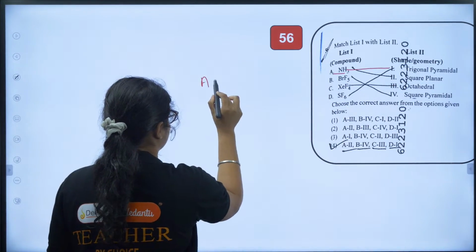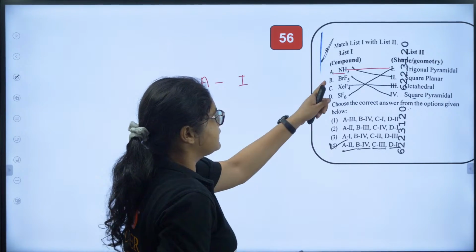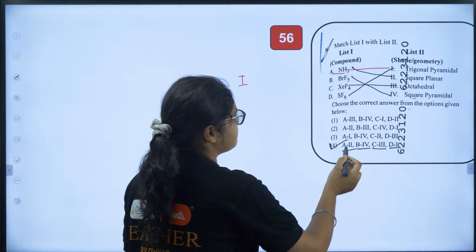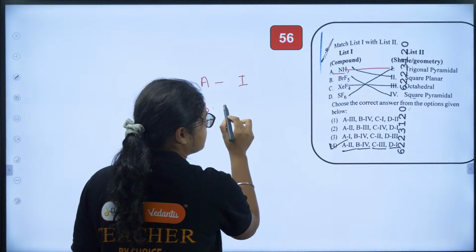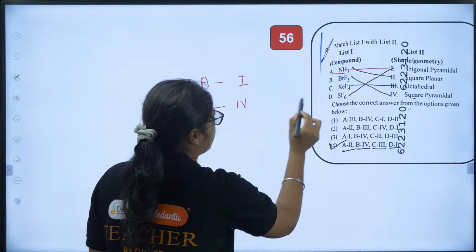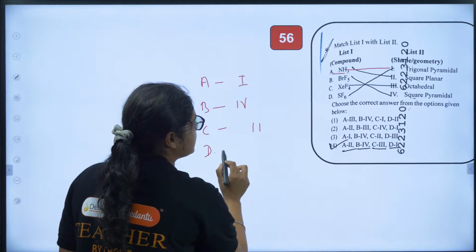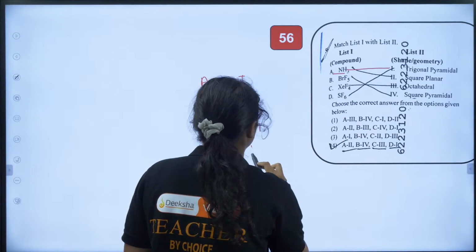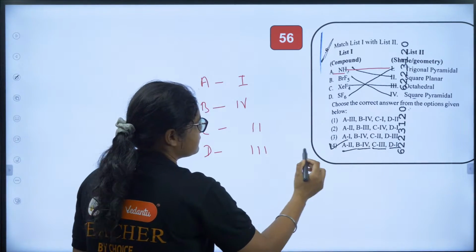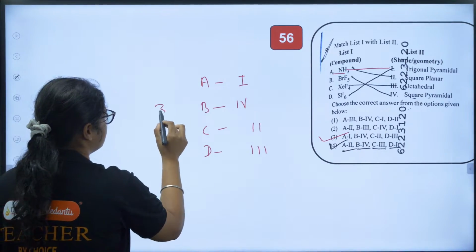So I'll write here separately. A will be 1. Now BrF5. Okay, so BrF5 will be square pyramidal, so B will be 4. And then you have XeF4, which will be square planar, so C will be 2, and D, that is SF6, is octahedral, D will be 3. So the correct answer for this question will be option number 3.